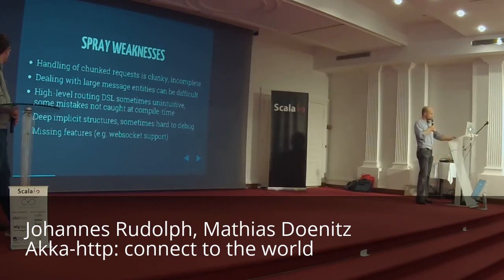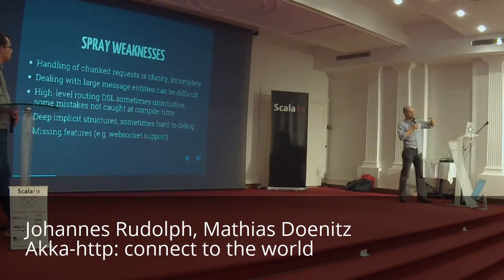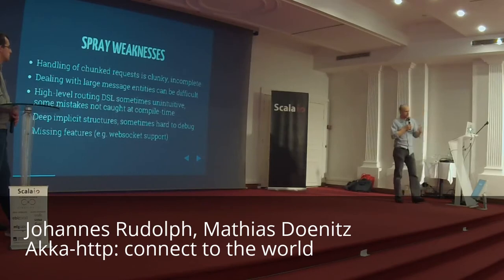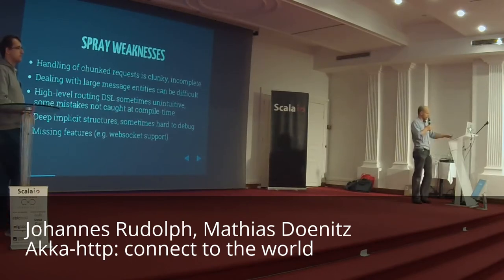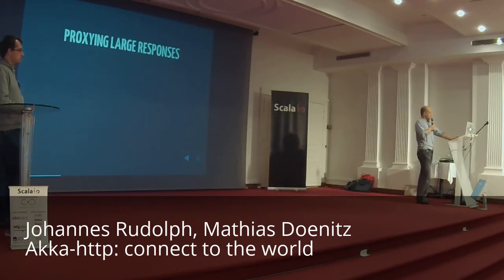And then the high-level structures, the DSL, which is quite powerful, also comes with a few traps of its own that users who come into Spray newly tend to fall over, which we can improve, and we are improving now. And of course, missing features is always something that you can write in any chart, and we'll always have missing features. The hope is that in Akka-http we'll have fewer missing features.